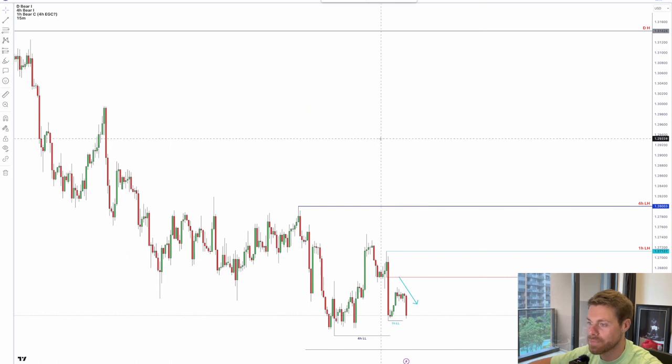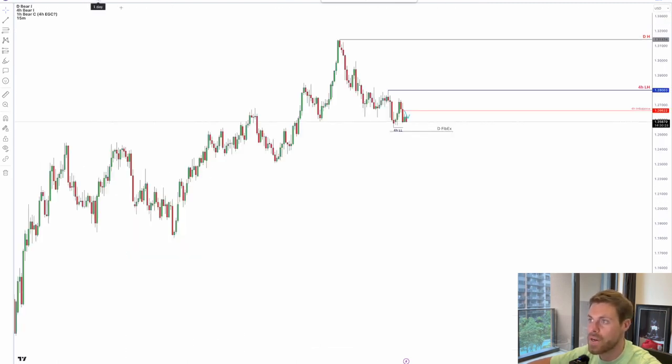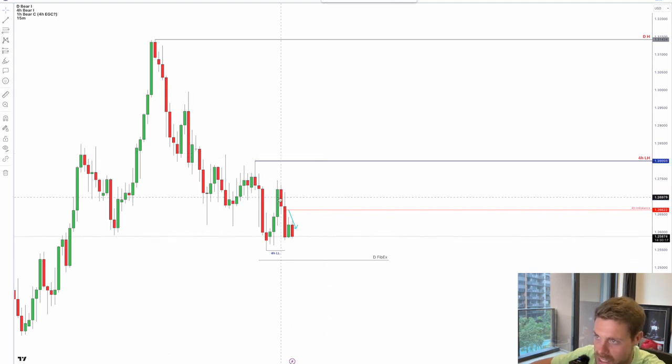GBP USD, very nice yet again. The daily is bearish going into the daily fib extension. The 4-hour has also started its move. Actually, you can see that on the daily. Look at this bearish variation. Lots of imbalance left behind. Also, this still left behind, as you can see here.